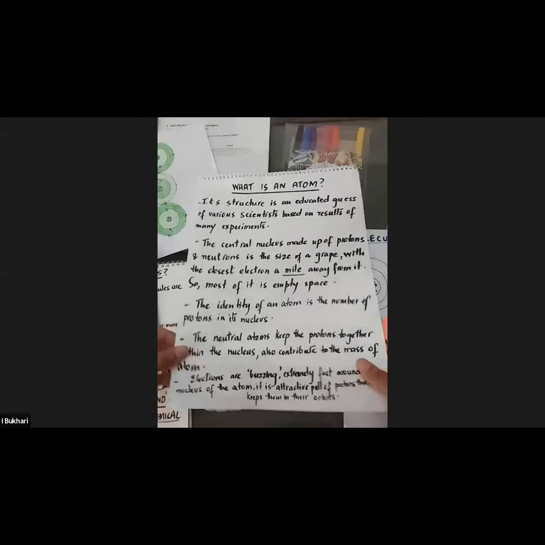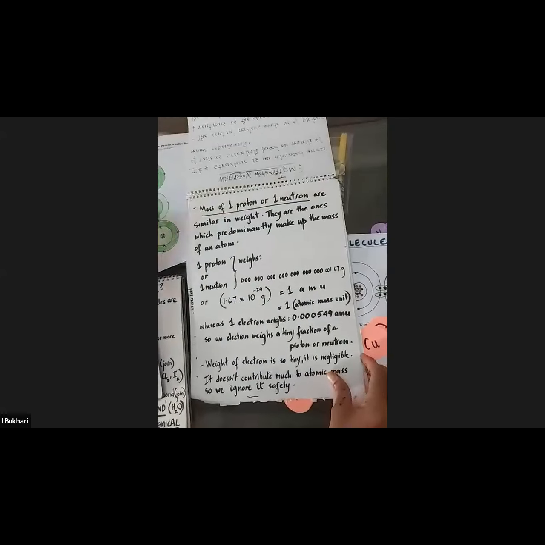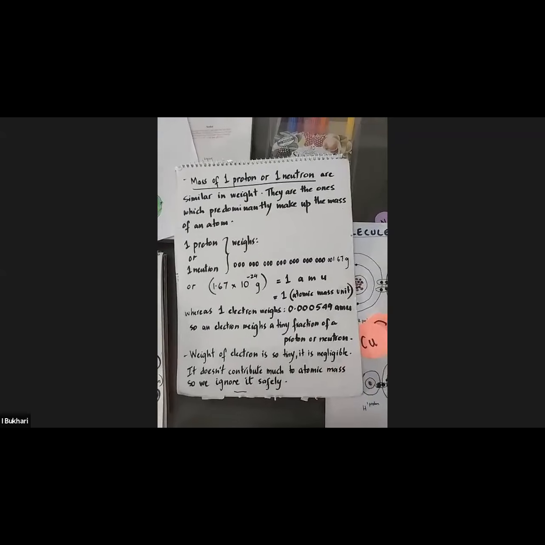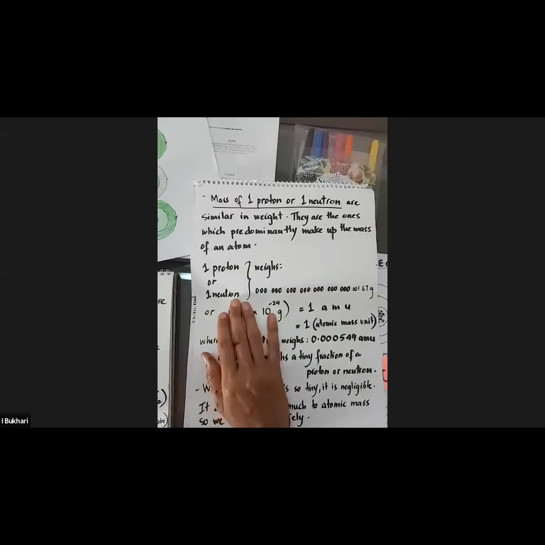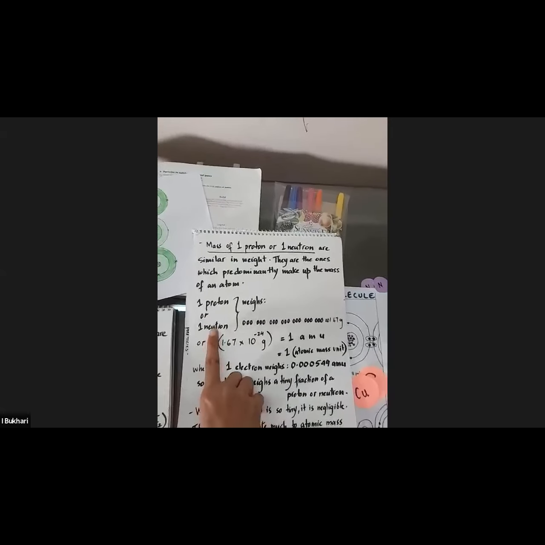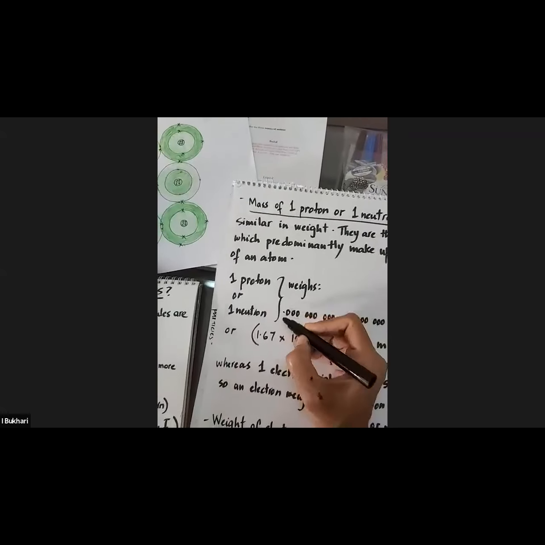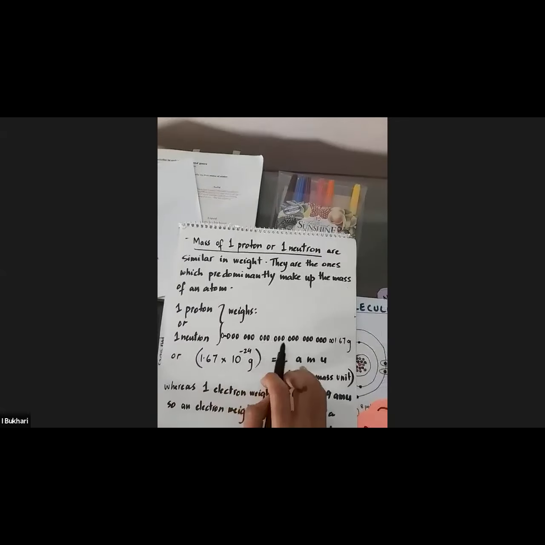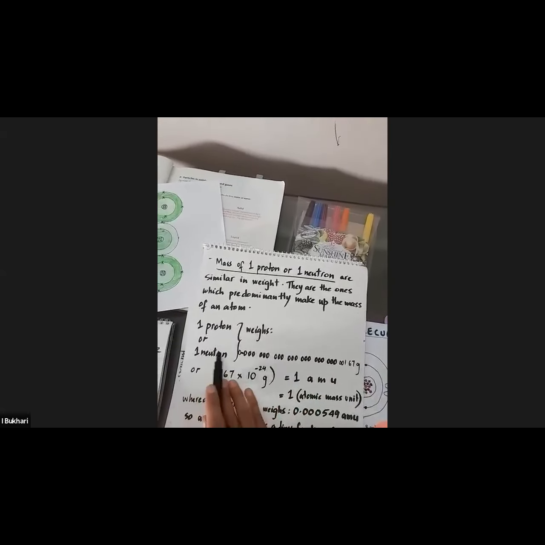So when we talk about the mass of an atom, remember, it is only the mass of proton and neutron. Why is it that only protons and neutrons contribute towards the mass of an atom, and why not the electrons? For that, we have to look at the weight of one proton or one neutron. The weight of one proton or one neutron is this: point, these many zeros, 167 grams. That is the mass of one neutron or one proton.